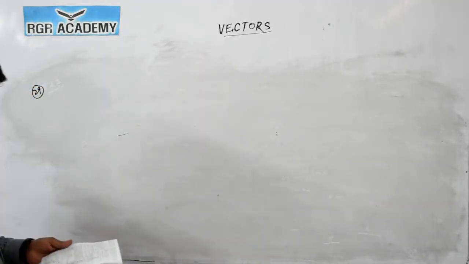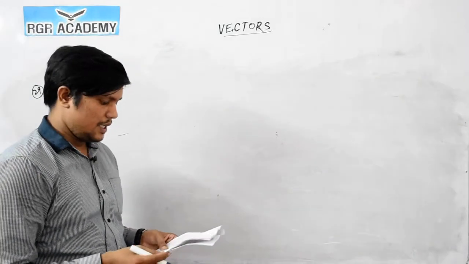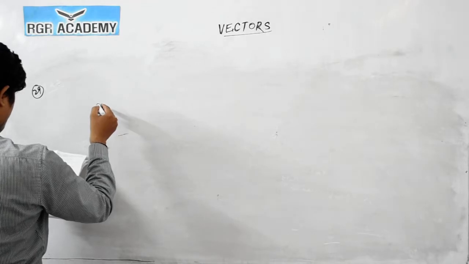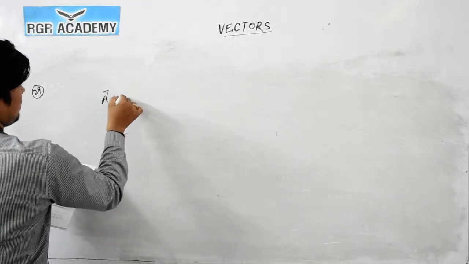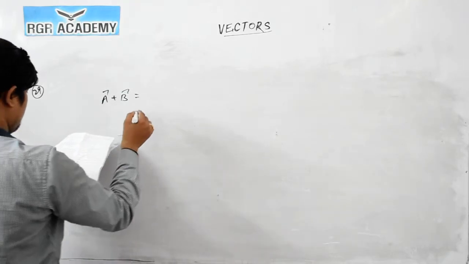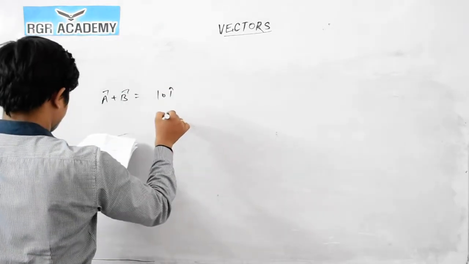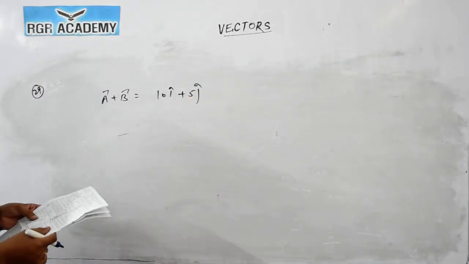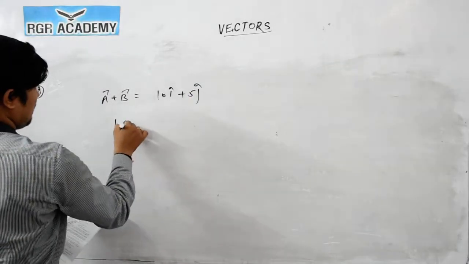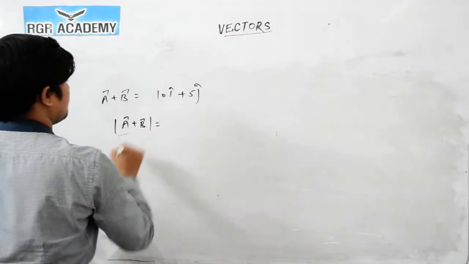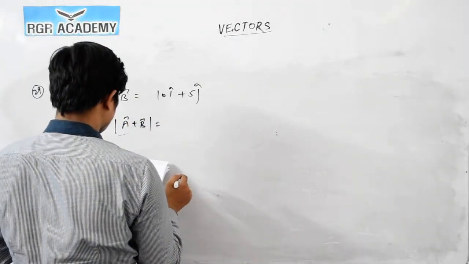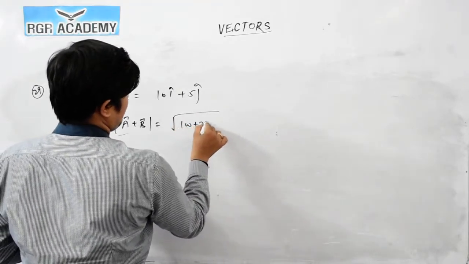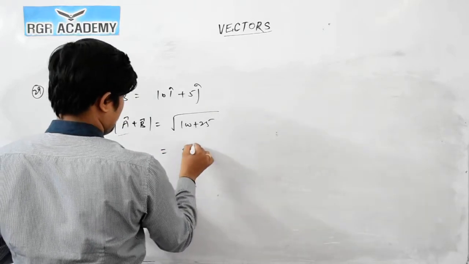Question number 29. If vector a and vector b are given, find the magnitude and the direction of a plus b. Okay, so a plus b we can write as 10 i cap plus 5 j cap after adding that. Okay, so the magnitude of a plus b will be equal to under root of 100 plus 25, that is 5 root 5.